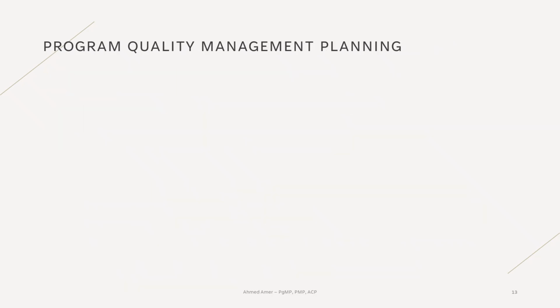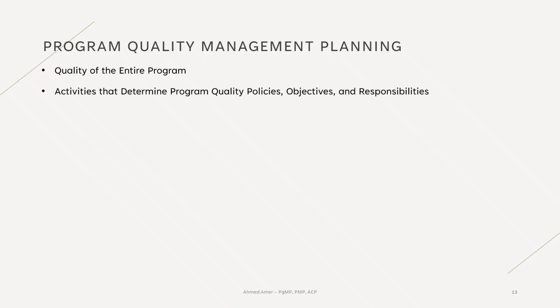Moving now to the next activity, program quality management planning. When we talk about program quality management planning, we are really talking about one big question. What does quality look like for this entire program, and how do we make sure every component delivers it? Program quality management consists of the activities of the performing organization that determine program quality policies, objectives, and responsibilities.